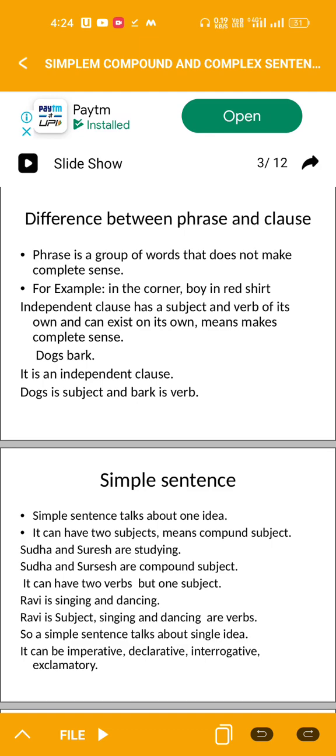A clause, especially an independent clause, has two components. One is subject and the other is verb. It is a must in a clause. These two components are a must. So dogs bark, it makes complete sense. Dogs is a subject and bark is a verb, so it is an independent clause.